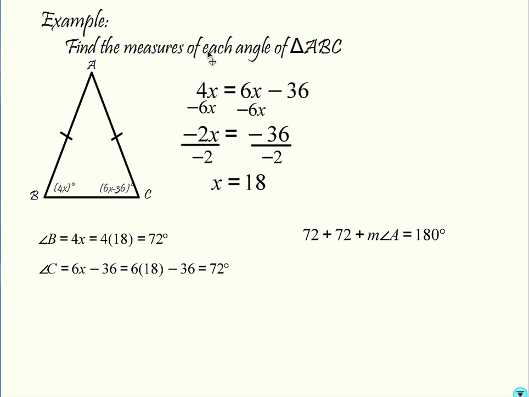Notice how it said find the measures of each angle, not just the two base angles. I have to find the measure of angle A as well. So 72 plus 72 plus the measure of angle A, those three angles have to add to 180. When I add my like terms together, I get 144 plus the measure of angle A equals 180. Subtract 144 from both sides, and I get that the measure of angle A is 36 degrees.